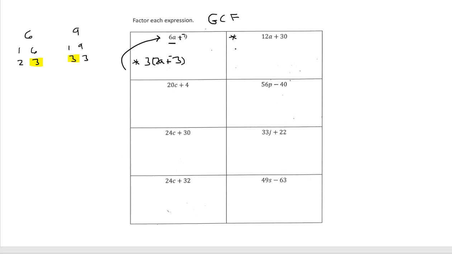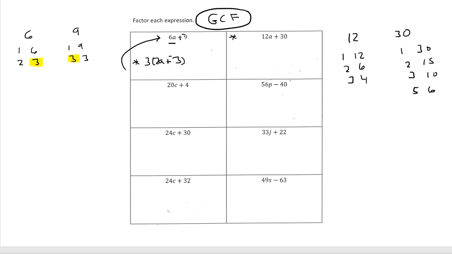Let's look at 12a plus 30. So if we want to factor this expression, remember factoring is the opposite of distributing. Our very first step is to figure out what our greatest common factor is between the two terms. So if we have a 12 and we have a 30, number-wise, factors of 12 would be 1 times 12, 2 times 6, 3 times 4. Factors of 30 would be 1 times 30, 2 times 15, 3 times 10, 5 times 6.